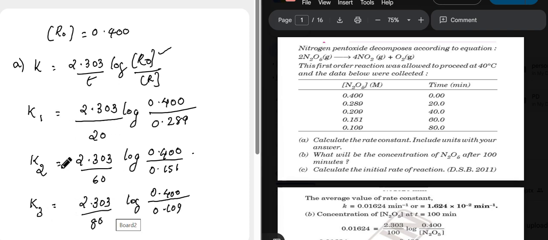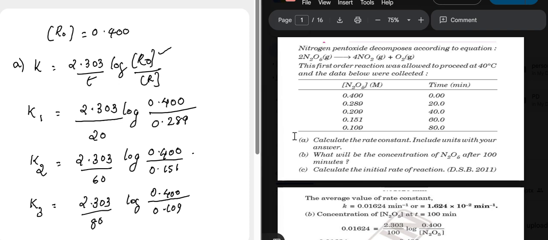Now we have K1, K2, K3. It will be almost the same value, though a small difference can be there. So you have to take the average of that. When you take the average, you will get the rate constant for this particular reaction. Clear? I hope it is clear.